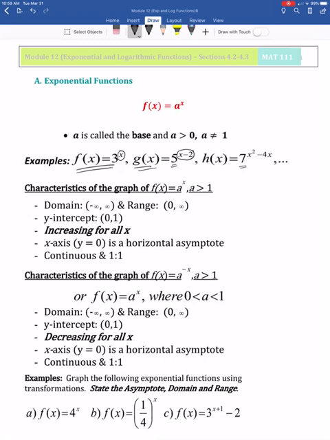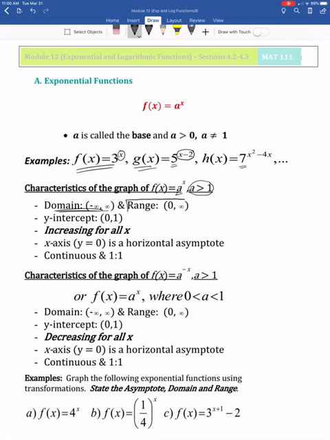I want to talk about the characteristics of its graph. It says characteristics of a graph of function a to the x power, where our base is greater than 1. It says we have a domain of all real numbers x. So again, that means no undefined values with an exponential. We plug anything we want into x, we'll get an output.